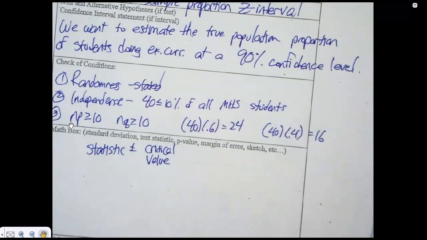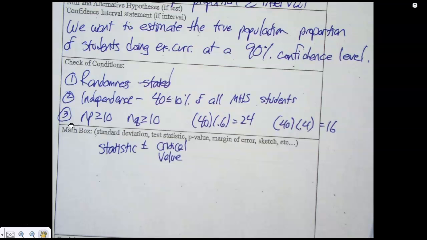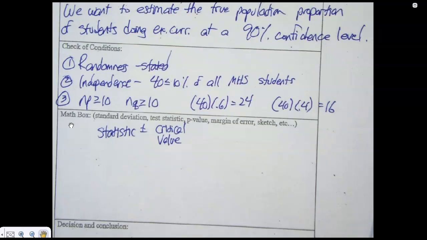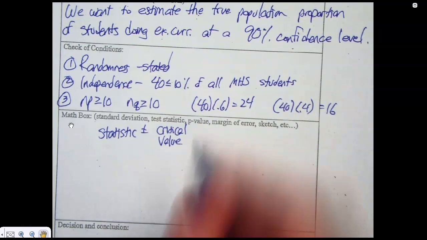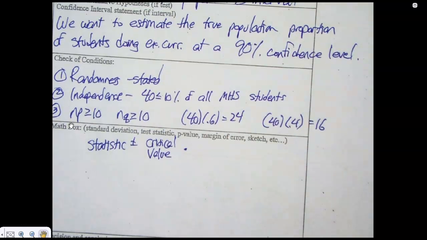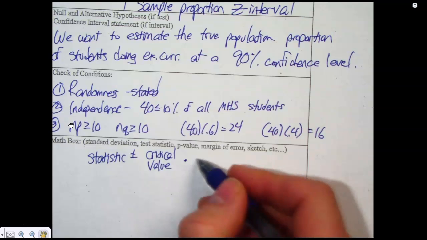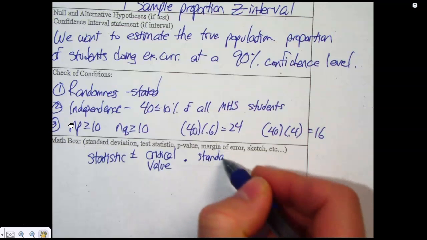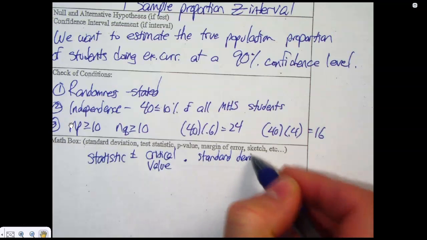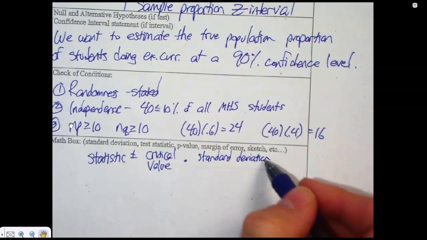Question. Yeah. Independence. So since we're using 40, 40 is less than 10% of all MHS students. There's more than 400 here, right? Or 40 is less than 0.1 times 700. I don't know how many people are here. 700. We had almost 1,100 5 years ago.